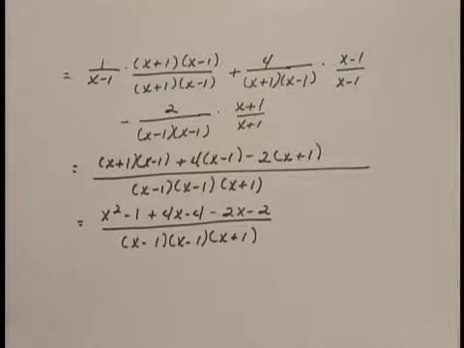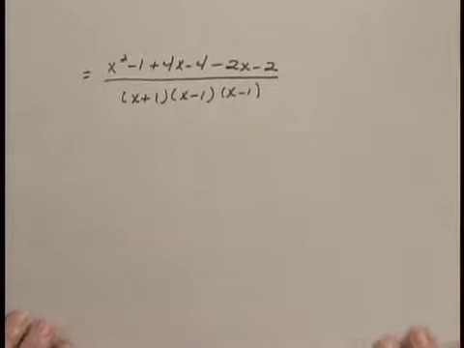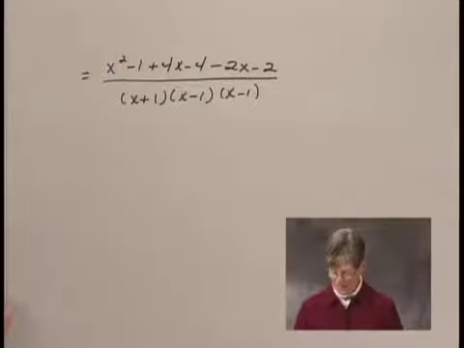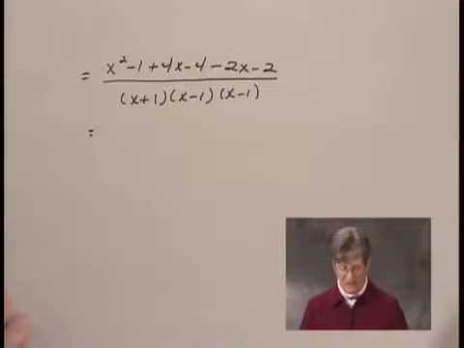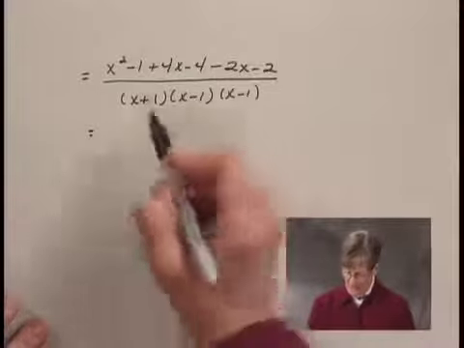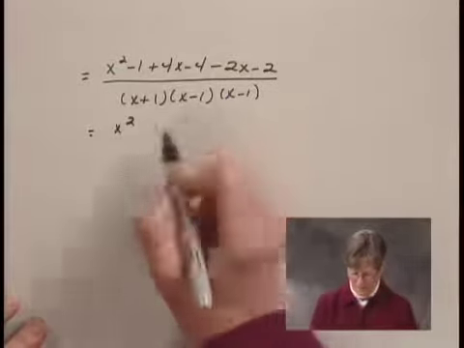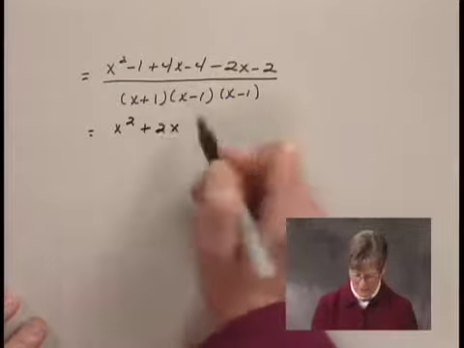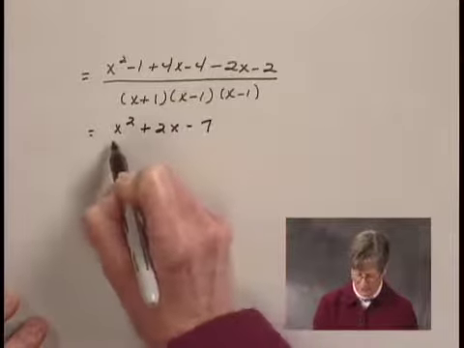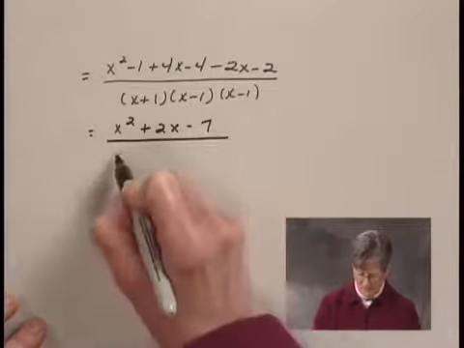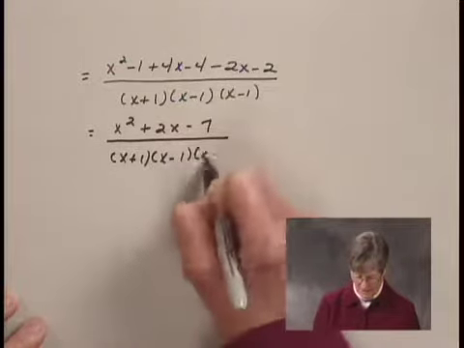Now let's give ourselves a little more room again. This is the last thing that we had written on the previous page, and what we need to do now is to simplify and collect like terms in the numerator. Here I have just one x squared term. I have 4x minus 2x, which is 2x. I have negative 1 minus 4 minus 2, which gives me negative 7. And that is over x plus 1 times x minus 1 times x minus 1.